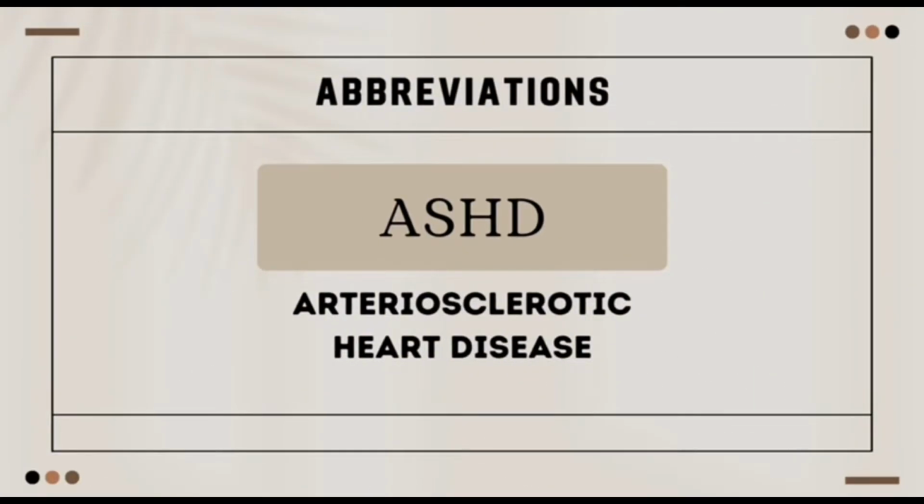Next, the term arteriosclerotic heart disease (ASHD) refers to a type of heart disease caused by the buildup of plaque or arteriosclerosis in the arteries that supply blood to the heart. The term arteriosclerosis comes from the Greek words arterio, meaning artery, and sclerosis, meaning hardening or thickening.